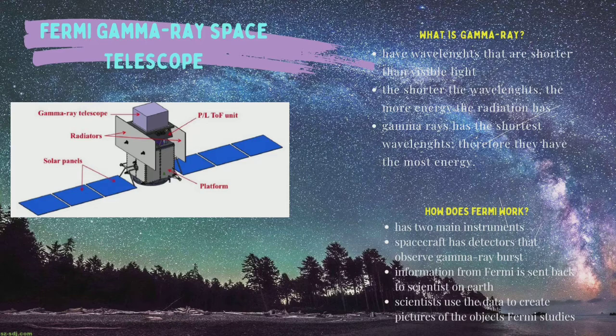More than half of the non-gamma ray sources are mysterious. Scientists do not know what causes the gamma rays to be emitted from these sources. The information from Fermi is sent back to scientists on Earth. The scientists use the data to create pictures of the objects Fermi studies. These pictures help scientists discover the sources of gamma rays.